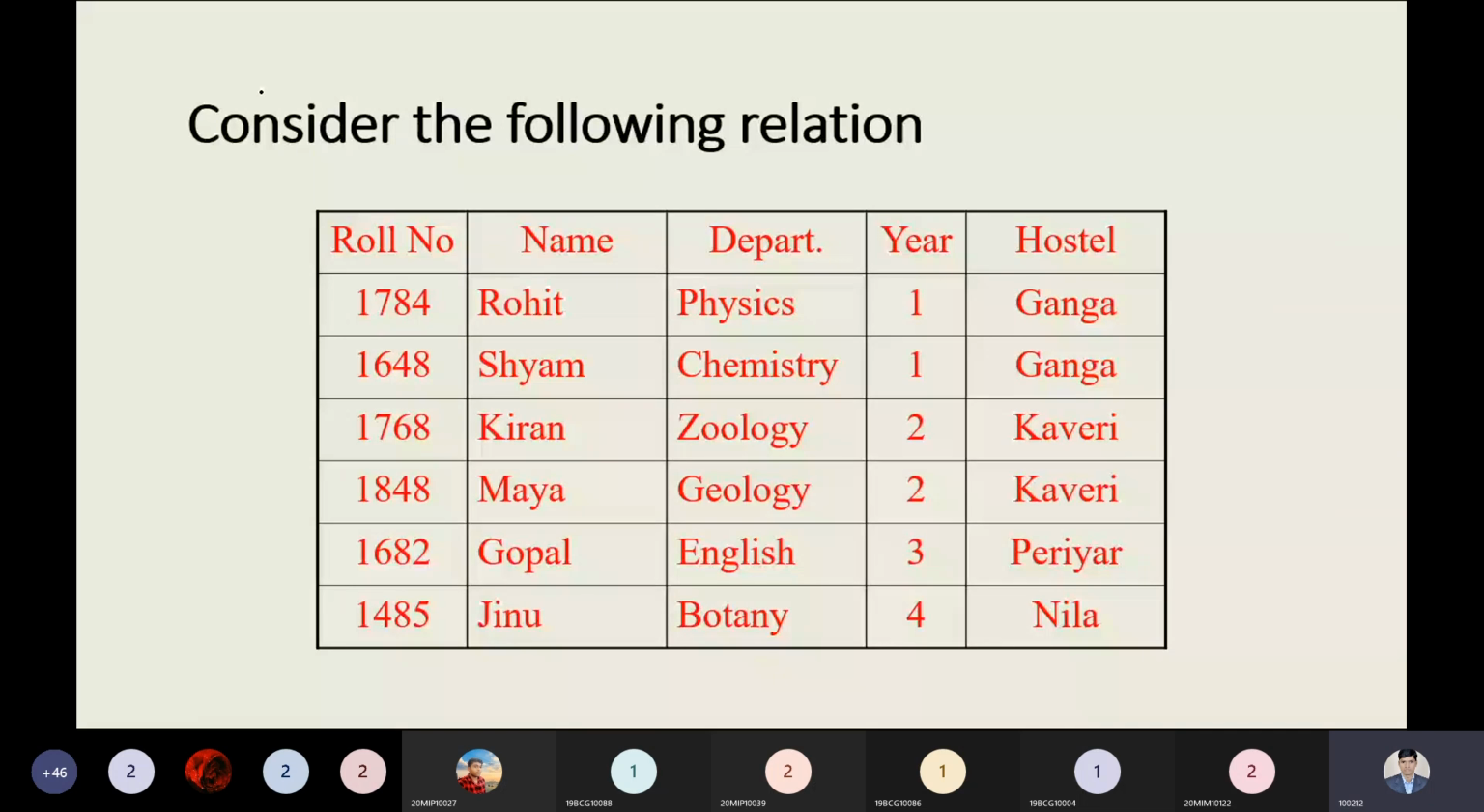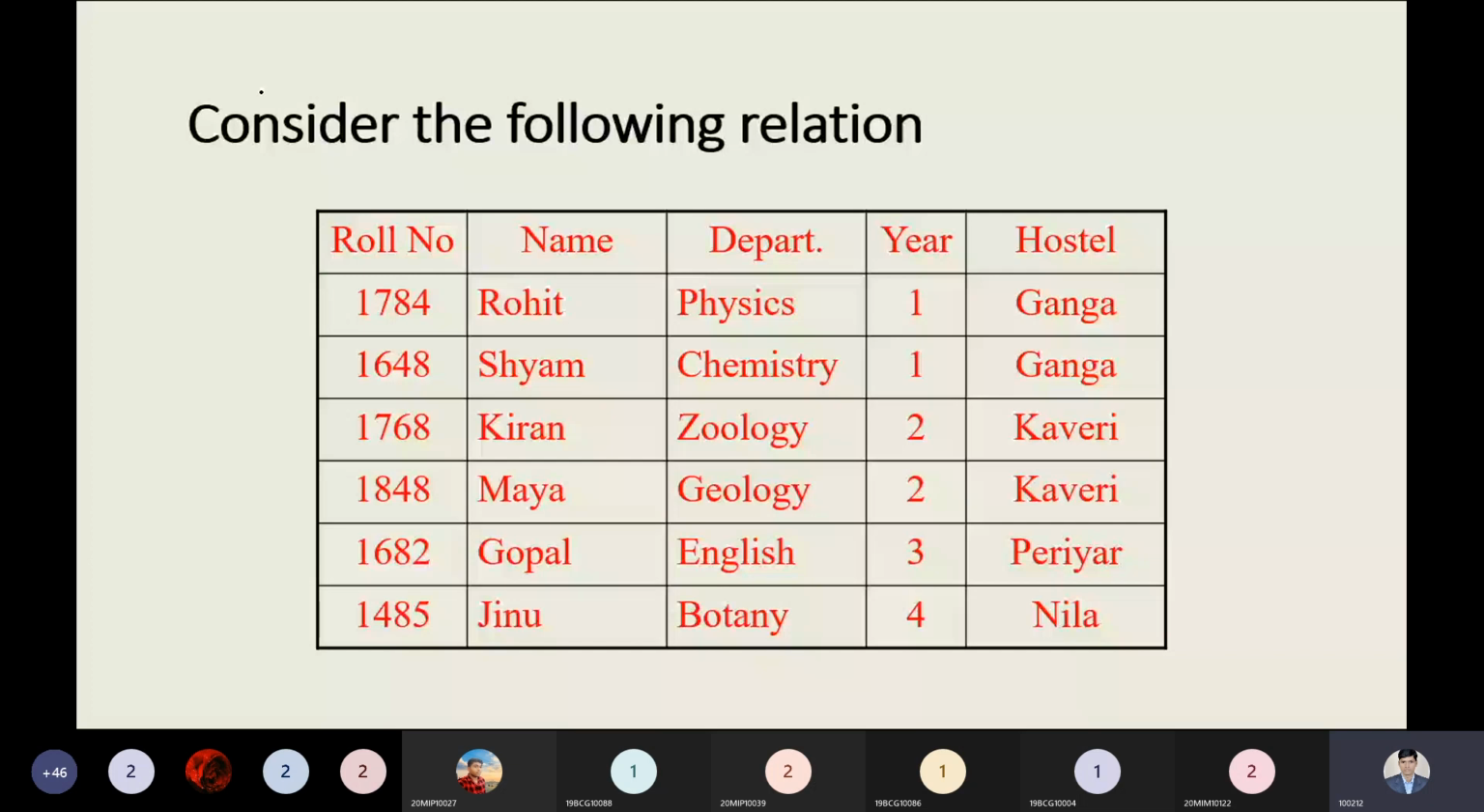Roll number, name, department, year, and hostel we have. So for roll number we have all the values. You can observe over here that roll number is represented by unique data. Name we can also have. We also have duplicates, but there is no guarantee. If you have a large pool of data, then a name can be repeated.